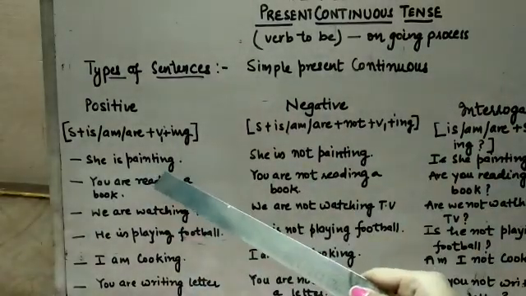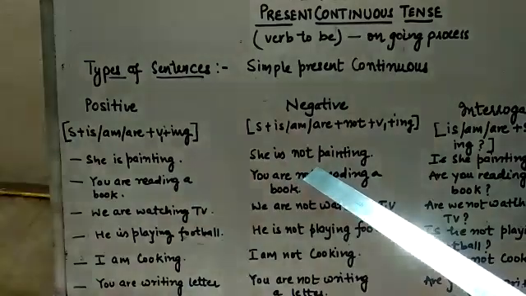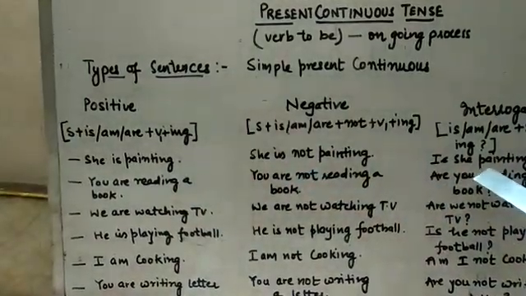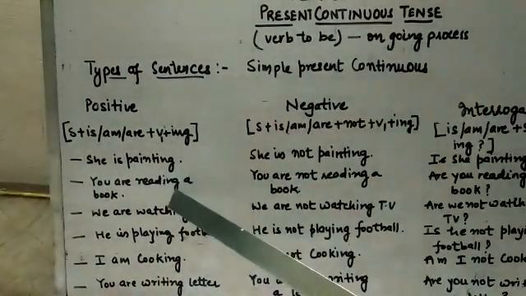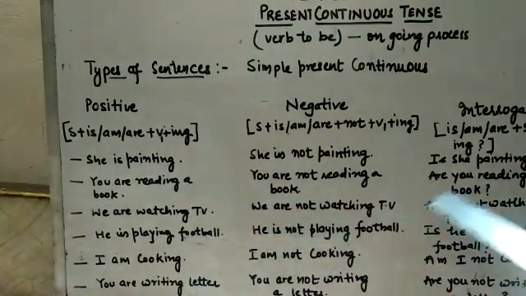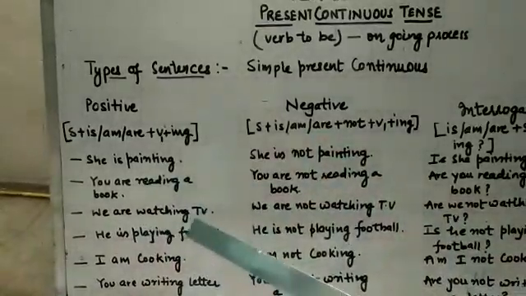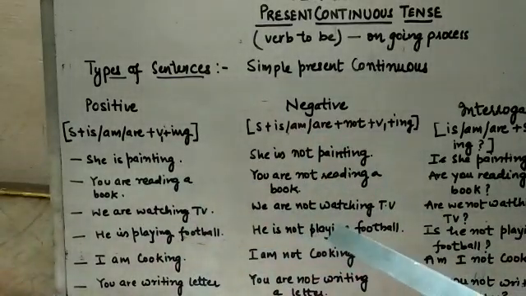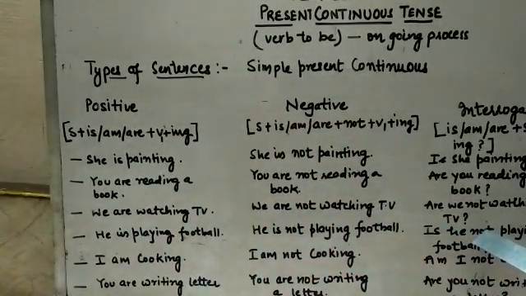She's painting. She's not painting. Is she painting? Second example. You are reading a book. You are not reading a book. Are you not reading a book? We are watching TV. We are not watching TV. Are we not watching TV?